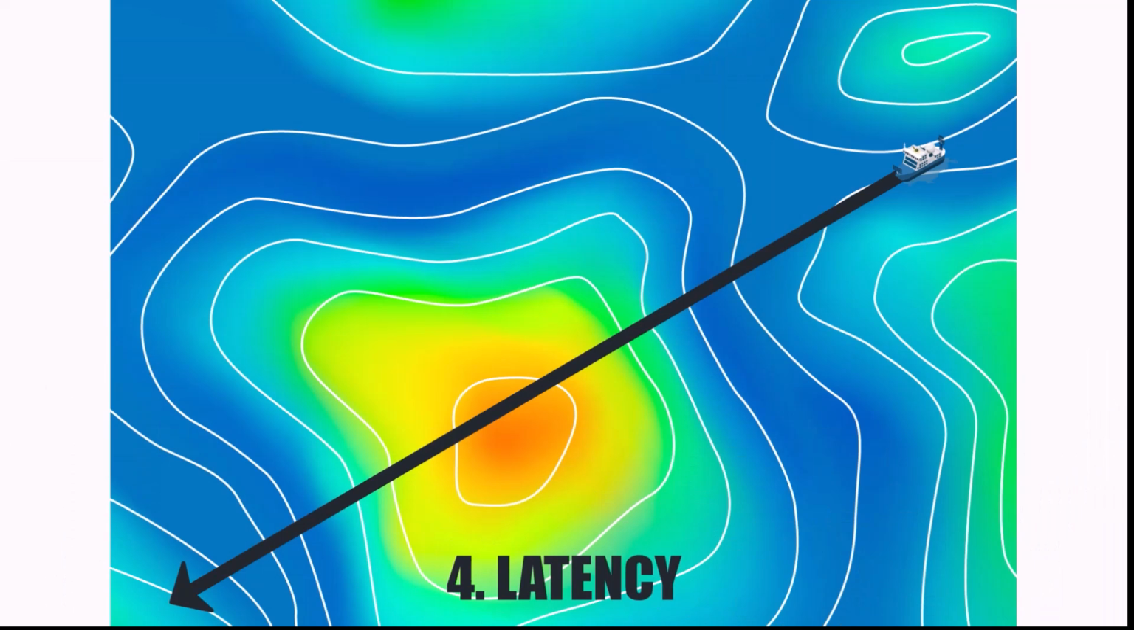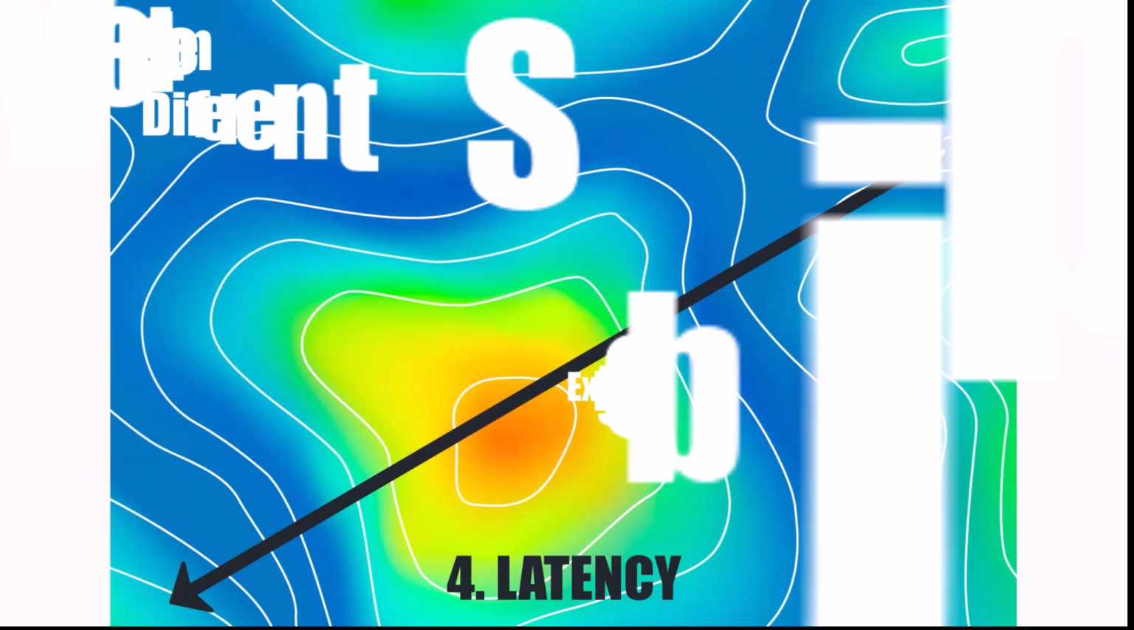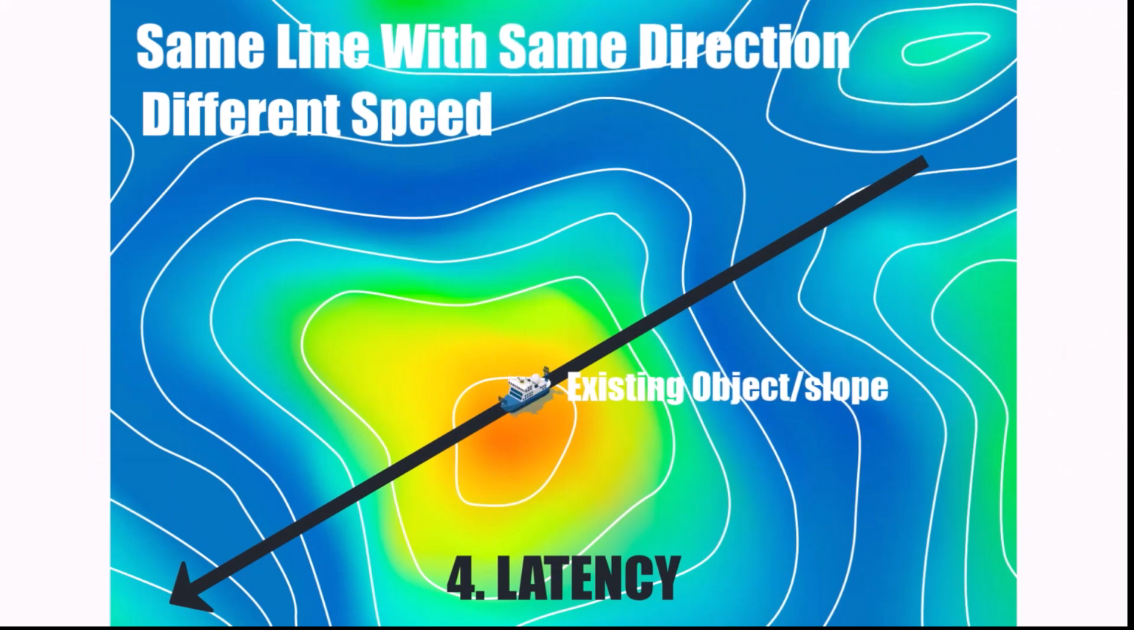Number 4. Latency. Latency on a multi-beam echosounder is the time delay between the transmission of a sound pulse and the reception of the corresponding echo. This delay is caused by the time it takes for the sound pulse to travel to the seafloor and back to the receiver. The latency can be affected by various factors such as the speed of sound in water, the distance between the transducer and the seafloor, and the processing time of the echosounder.